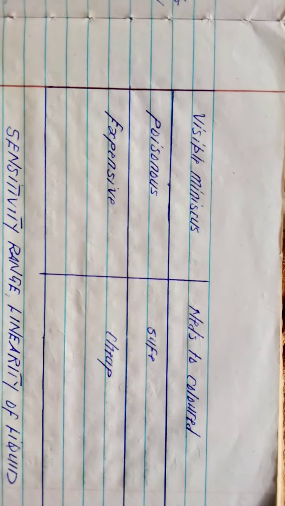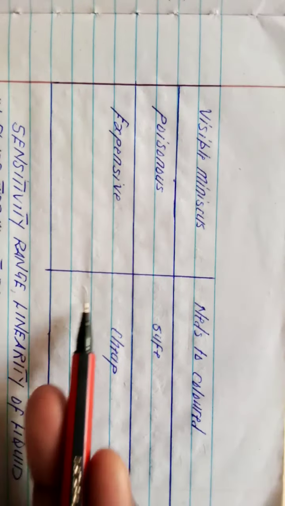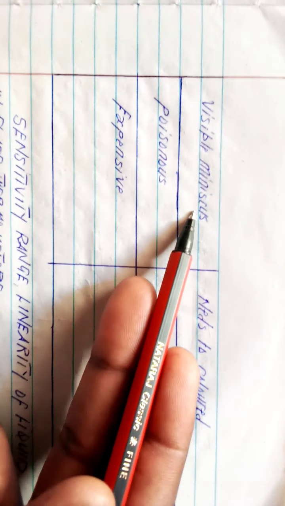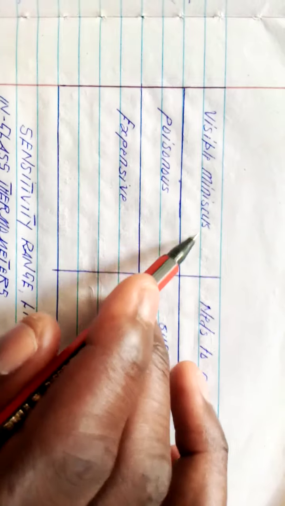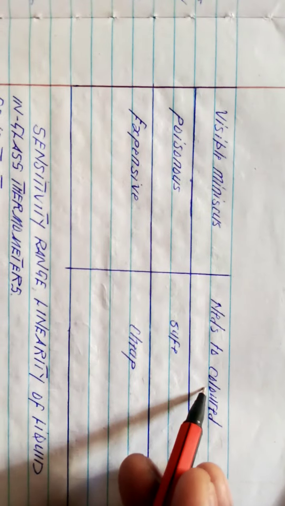Now what you should know is that between alcohol and mercury, mercury is poisonous, but alcohol is safe. And mercury is expensive, but alcohol is cheaper. Then it is visible, the meniscus needs to be colored for it to be visible. That is alcohol. So this one is mostly colorless, but this one can be colored. Alcohol. That's what we should understand about these things.